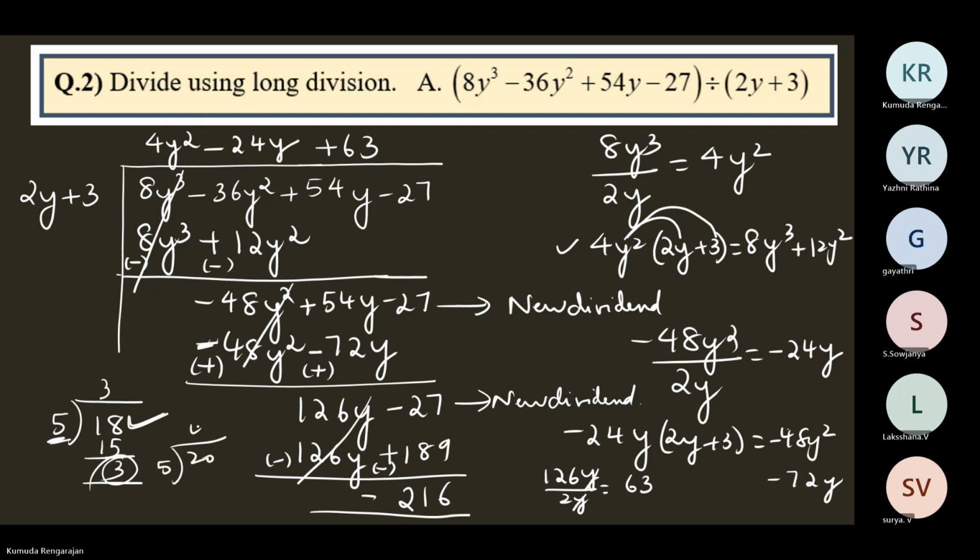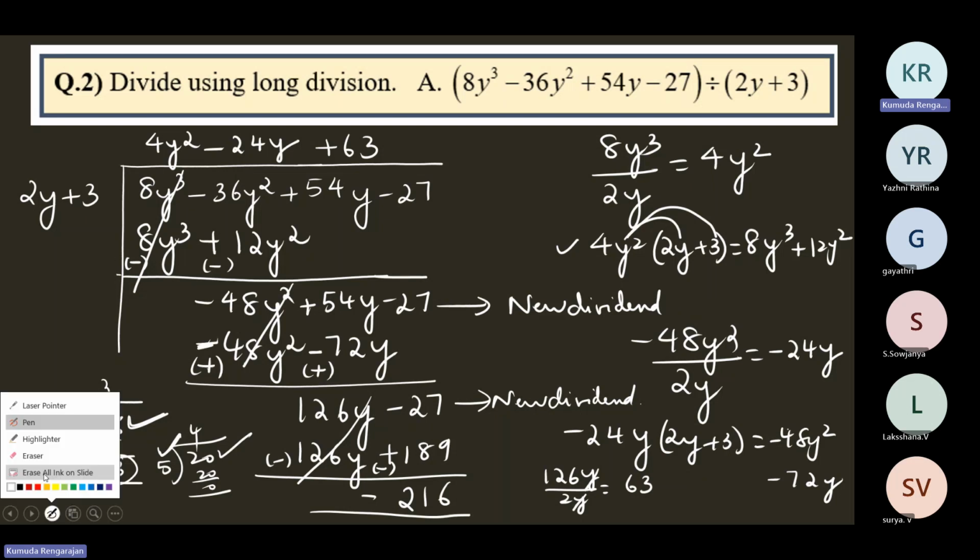But when the remainder is 0, we say that in this case, 20 is a multiple of 5, or 5 is a factor of 20. So in this case, since the remainder is not 0, the dividend 8y cubed minus 36y squared plus 54y minus 27 is not a multiple of 2y plus 3, or 2y plus 3 is not a factor of 8y cubed minus 36y squared plus 54y minus 27.